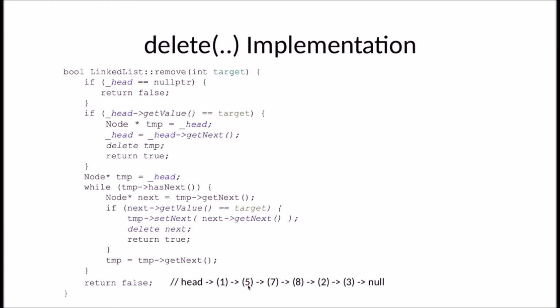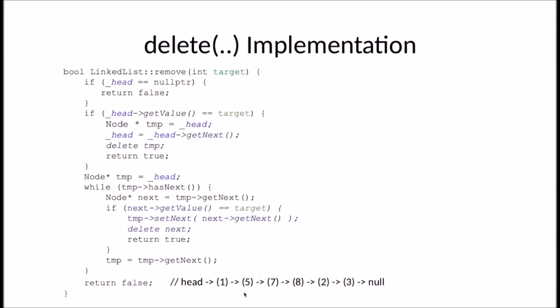Temp.getNext is 5, and I update temp to 5. Now I check again: does 5 have a next node? It does, which is 7. I make next point to 7 and get the value in next, which is 7. I check if it matches 8. It does not, so I skip it.